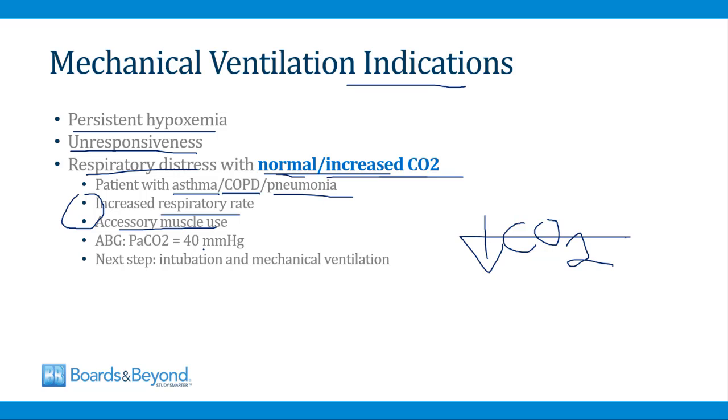So a normal PaCO2 is about 40. A patient who has a high respiratory rate should have a PaCO2 much lower than that, usually around 20 or 30. If a patient in respiratory distress has a PaCO2 that's 40 or higher, that is very bad. That patient is hypoventilating. Usually the next step is to intubate them and initiate mechanical ventilation.